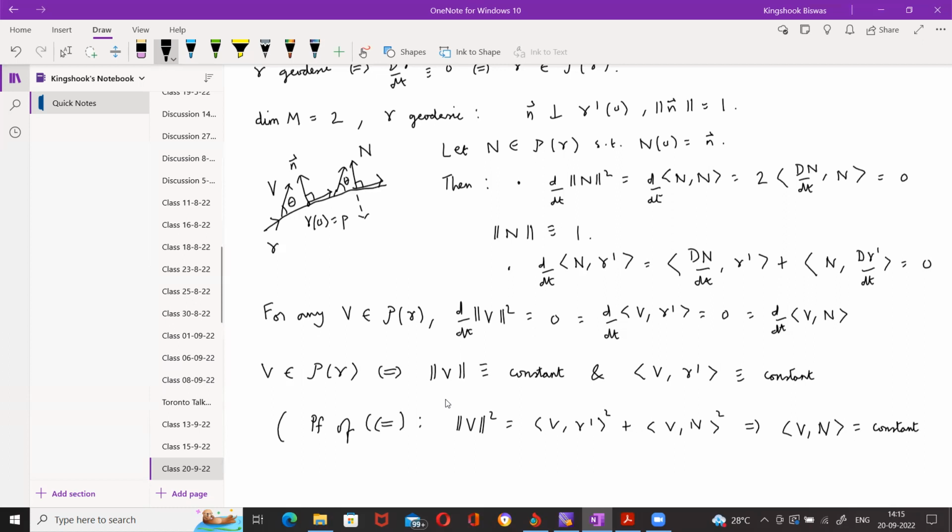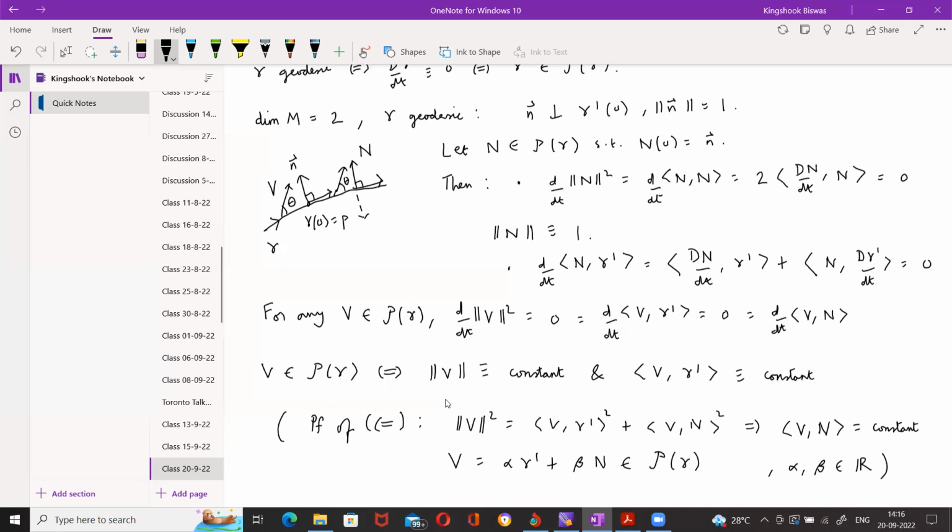And then this means that V is equal to alpha gamma prime plus beta n, where alpha and beta are real numbers, constants. Gamma prime and n are parallel, and the space of parallel vector fields is a vector space. So this is also a parallel vector field.